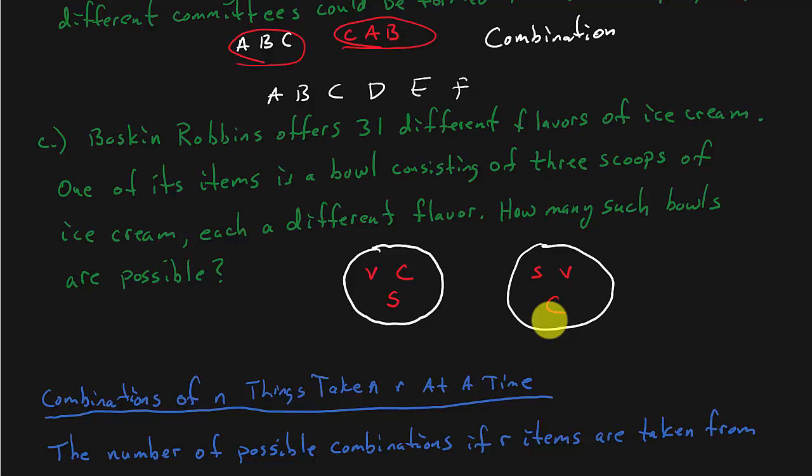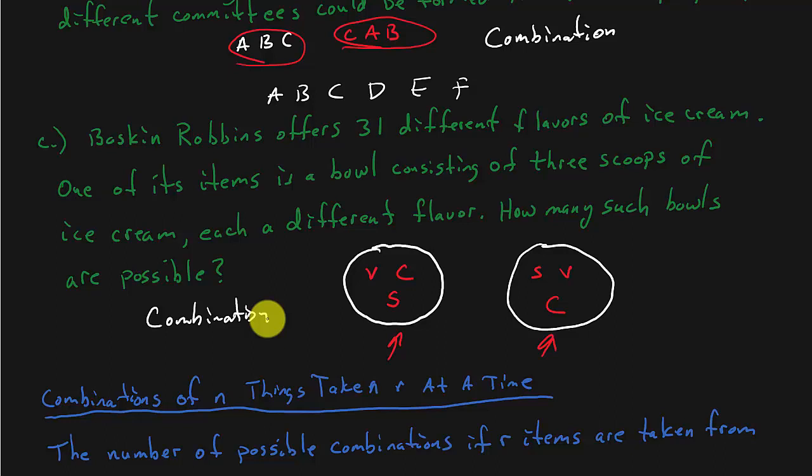Okay, this bowl is the same as this one. Okay, the order made no difference. So this one would be a combination. All right, so hopefully that clears some things up on the difference of a permutation and combination.